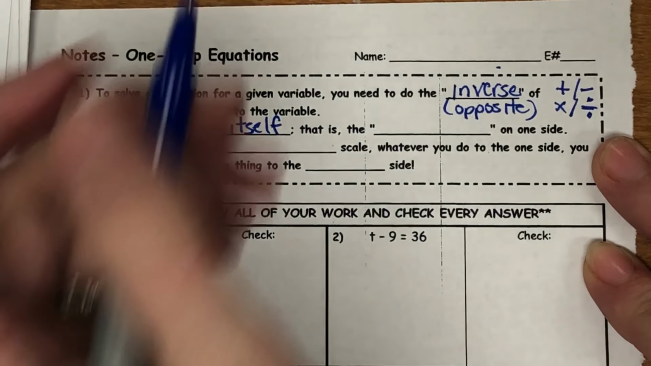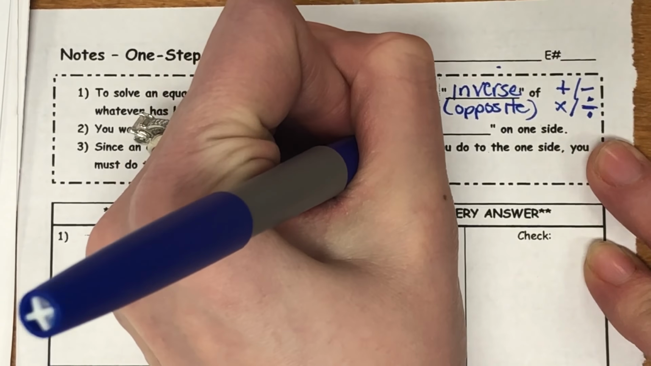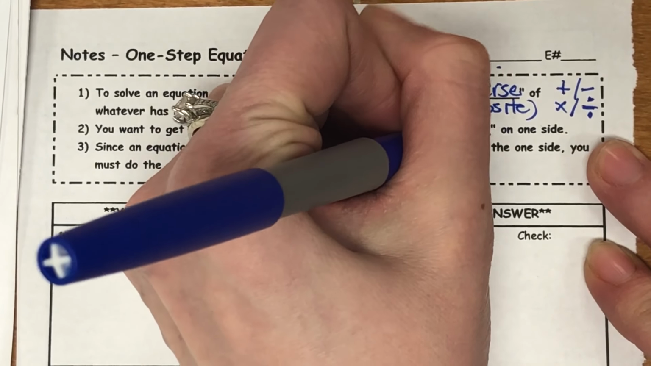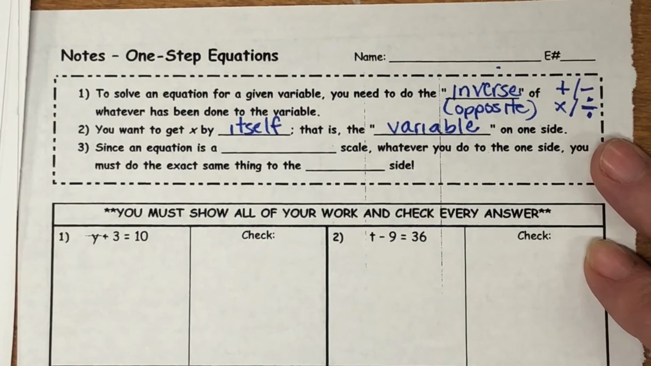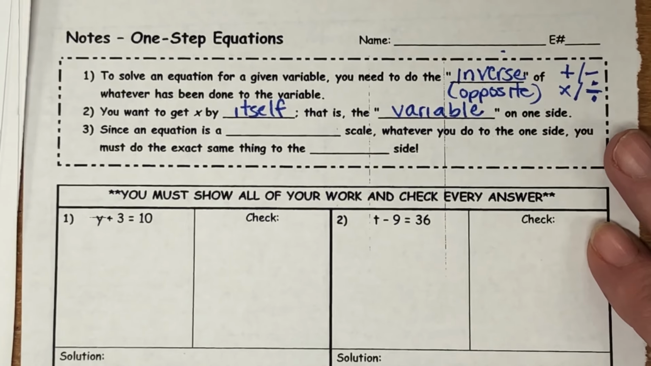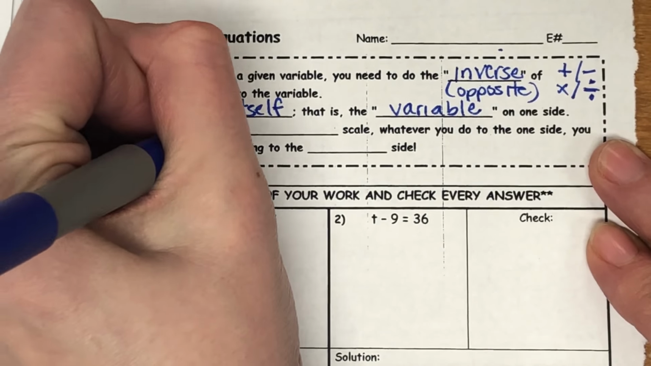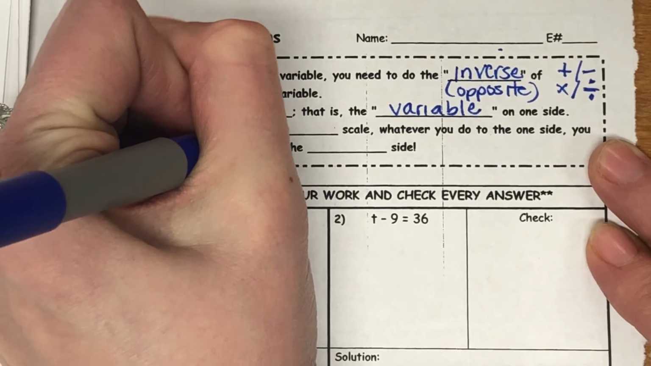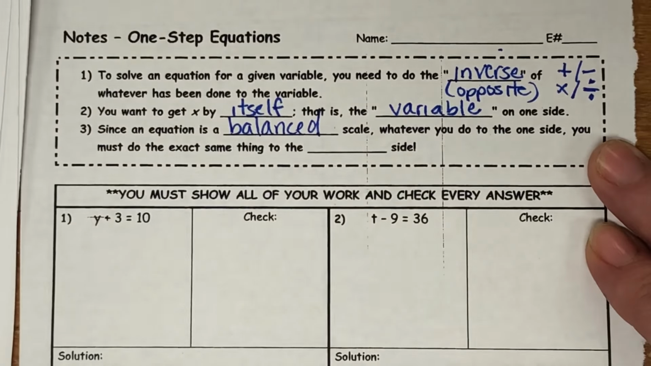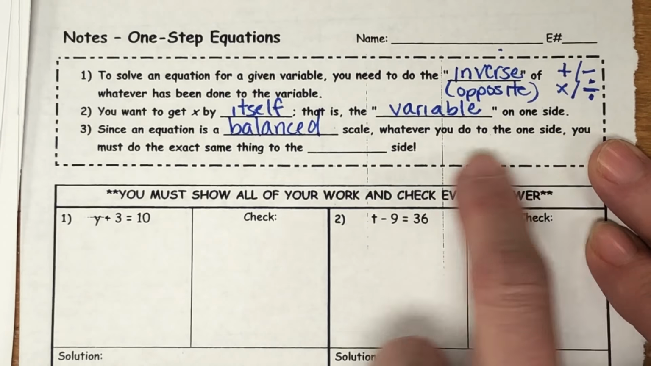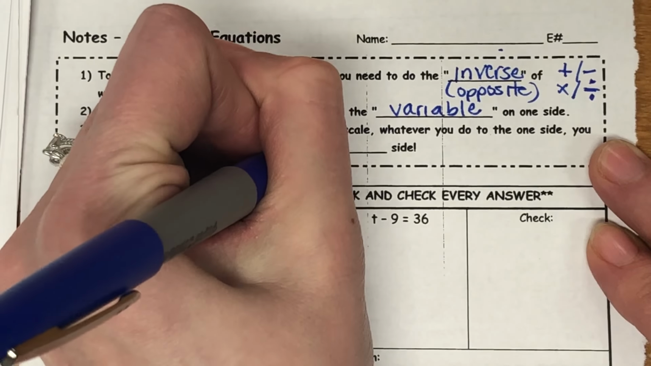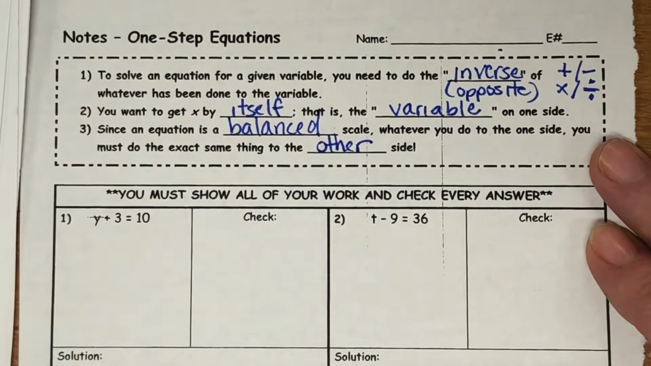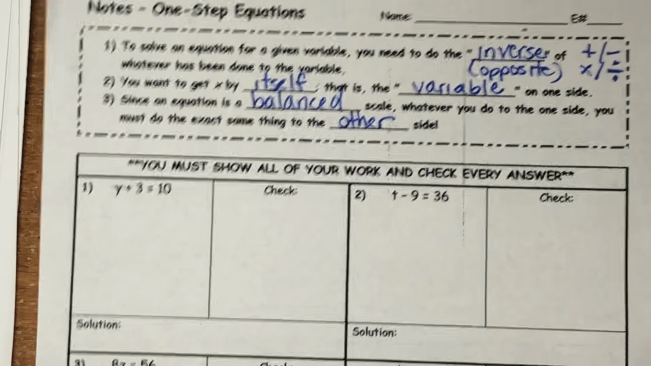That is, the variable or the letter has to be on one side of the equation. The goal of solving an equation is to get the variable by itself on one side. Since an equation is a balanced scale, whatever you do to one side, you have to do the exact same thing to the other side. Okay? So let's look at number 1.